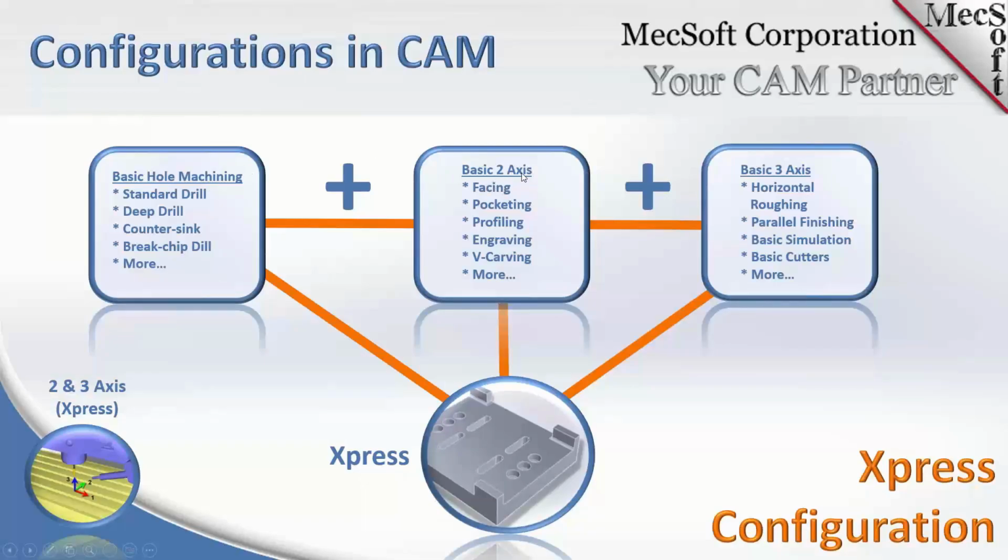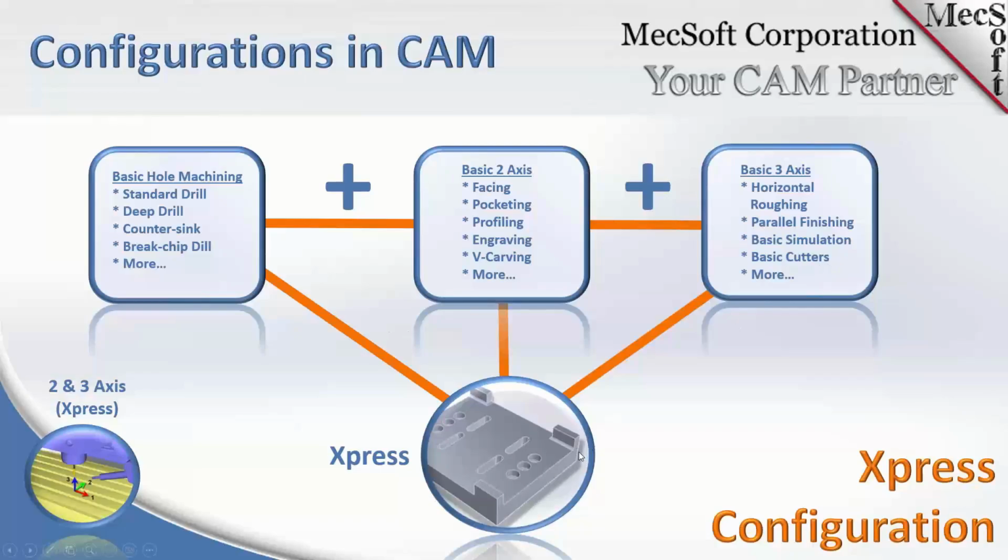In the basic 2-axis operation types, if you look at the bar here, you'll get an understanding of which operation types would apply. You can do facing, 2.5 axis facing, pocketing, basic profiling. You can do engraving and V-carving, and then obviously there's more. We can't list all of the features in here, but you can go to our website, select one of the products, and just scroll down and you'll see the features table. So you'll get an idea of everything that's involved with each configuration.